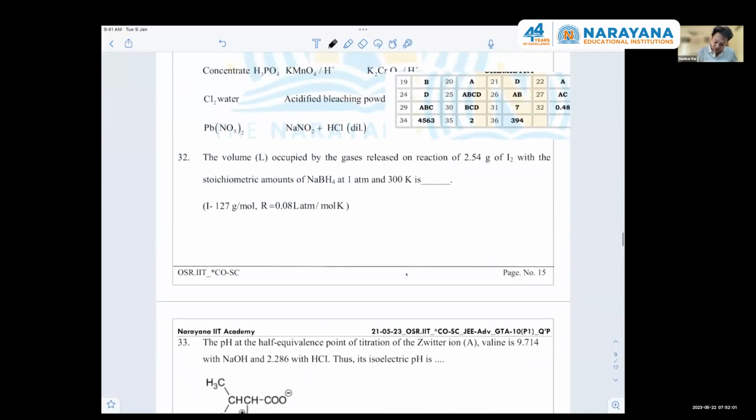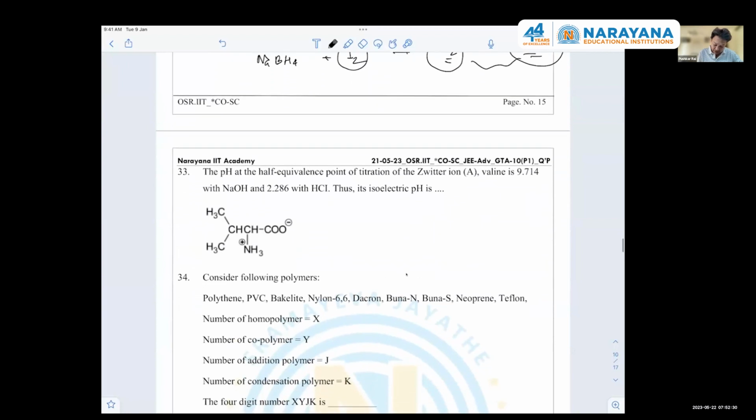This question also belongs to organic chemistry, but still I can discuss it. NaBH4 will react with I2, and the hydride ion will be oxidized into H2 plus twice I negative, but one more gas is being produced, B2H6. So the only thing you have to keep in mind is that these two gases are there. If these two gases are there, then the total number of moles will be just double of that, and you can take it. So I don't think there is any good doubt here.